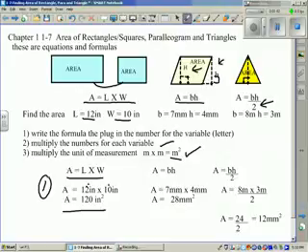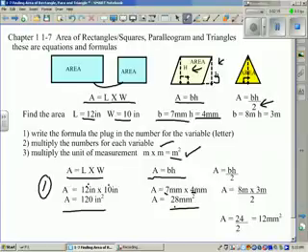If we work with a parallelogram, again, we're going to write the formula, area equals base times height. We go up for our information. We know the base is 7 millimeters. We know the height is 4 millimeters. We just simply plug it in and multiply. 7 times 4, we get 28. Millimeters times millimeters, we get 28 millimeters squared.